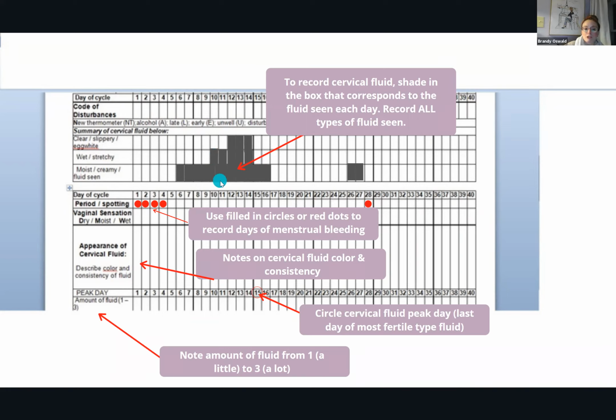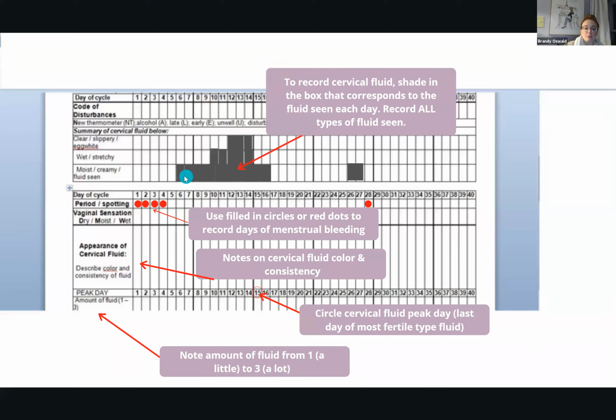Even if you didn't have creamy that day, we want to fill them all in to show that you're increasing in fertile fluid. This wet line, even if you're just having wet and watery, you want to fill this in. It doesn't have to also be stretchy. Those are both nice fertile types of fluid, so we want to see that filled in.